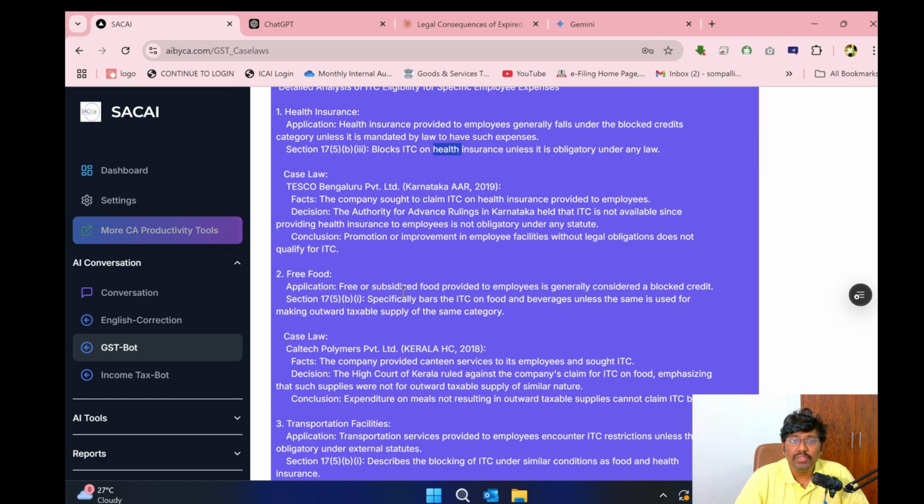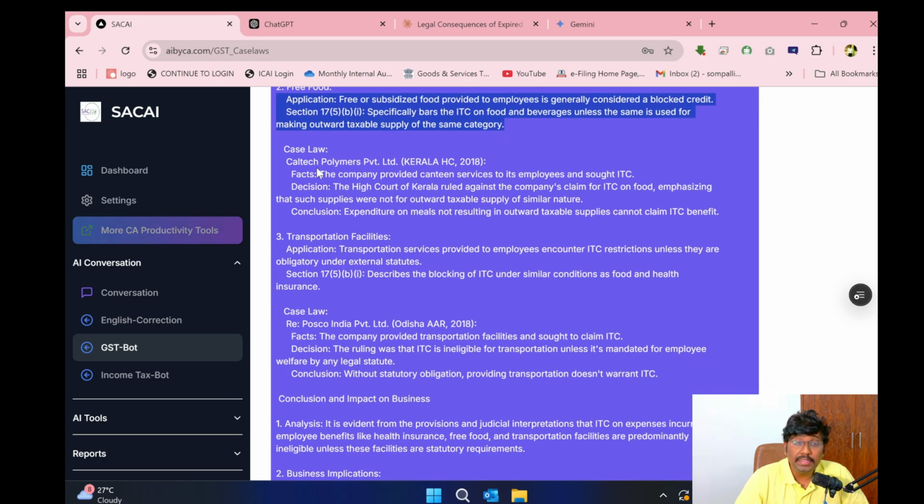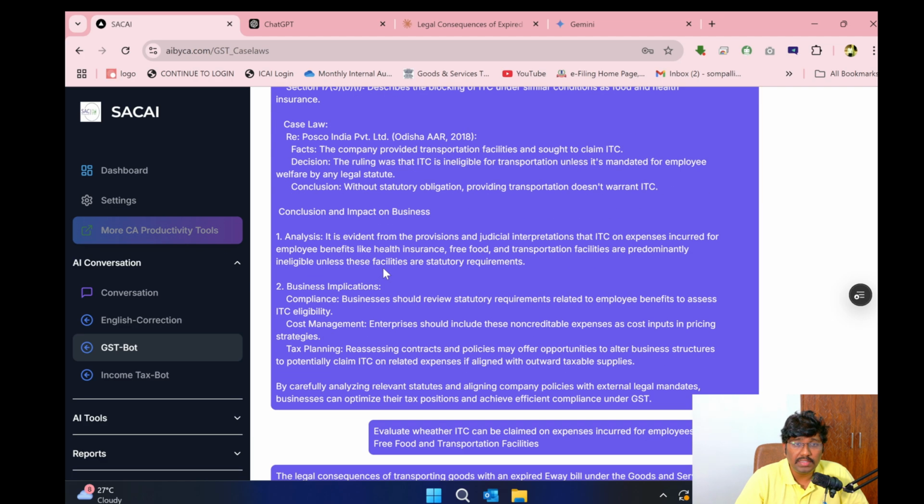And free food, free subsidy, food: blocked credit. And see, it's explaining whether it is allowed or not, with the express section. Then after that it is explaining the case law also. The company provided canteen services to employees and claimed ITC. The High Court of Kerala ruled against the company's claim to ITC on the food expenditure. Expenditure on it in output tax cannot claim an ITC benefit. So the Kerala High Court has given that judgment.